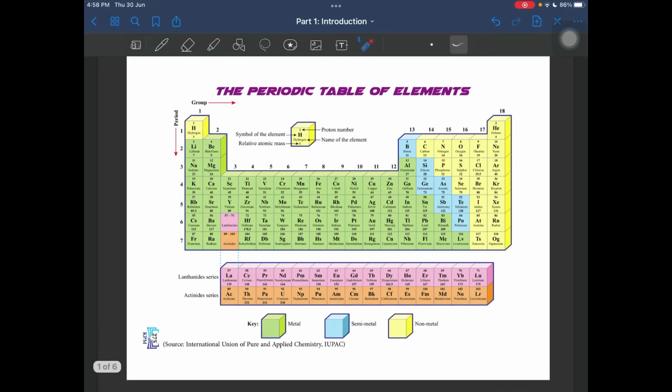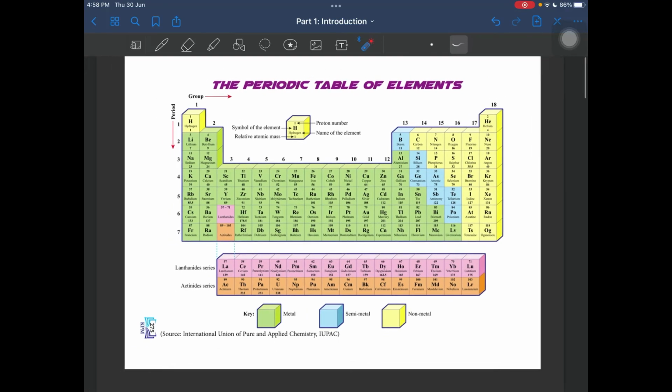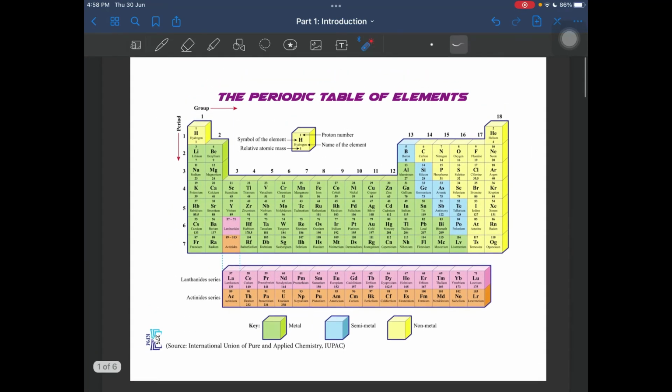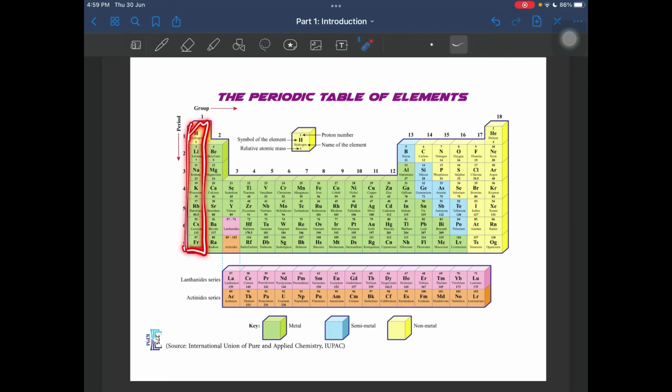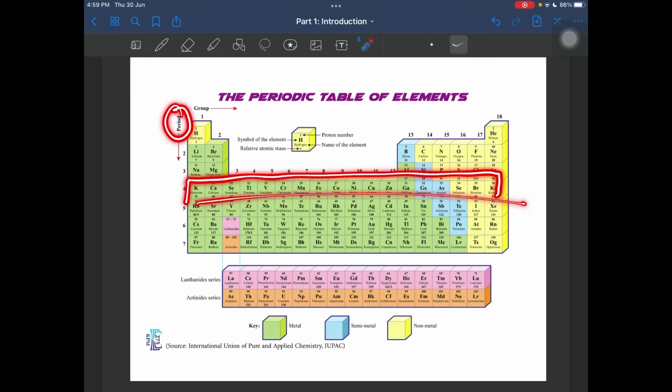So in summary, what we have learned in this video is about the periodic table of elements. First, we have looked at how the periodic table of elements is arranged, right? The elements are arranged according to the proton number, from the left to the right, and then we go down, and then we go left and right, and so on. And then we have looked at how the periodic table consists of vertical columns called groups, and also horizontal rows, which are called periods.